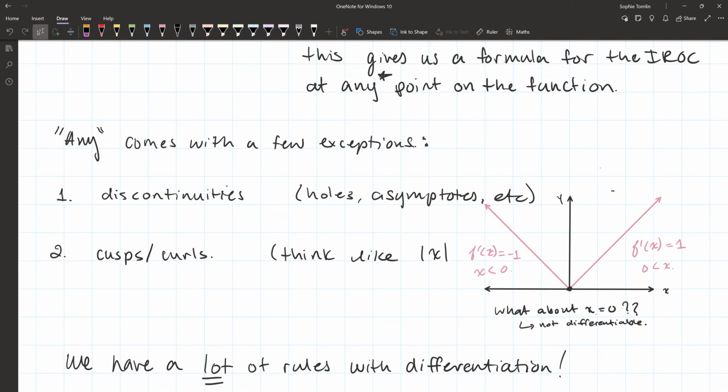We also have a second exception, which is these things called cusps and corners. When we think of functions like the absolute value of x, on this side we have the rate of change where the slope of this line is equal to 1. And then on this side, the slope is equal to -1. But what happens at this point? We can't differentiate that. There's also cusps, which are similar, but they're just points like that, so they don't have straight lines going to them.